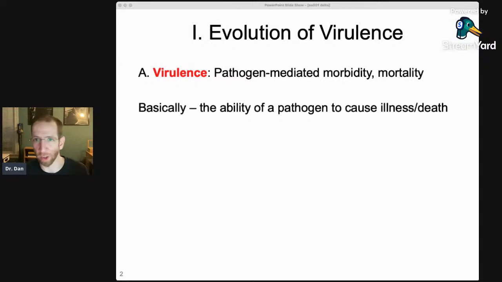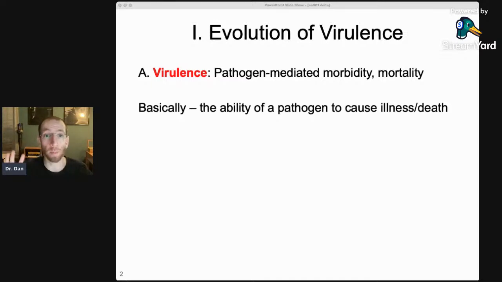What in the world is virulence? Virulence, if we're being fancy about it, we could say it's pathogen-mediated morbidity and mortality. What does that mean in English? Basically, if you have an organism, a virus, bacteria, fungus, whatever, and that thing gets inside you or on you in some way, and it causes disease symptoms, then that thing has virulence. It has the capacity to make you sick or potentially kill you. That's what morbidity and mortality means. Morbidity is sick, mortality is death, right? So if another entity can cause illness or death, it has virulence.